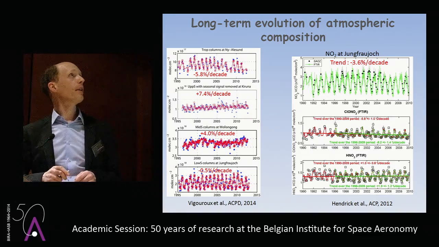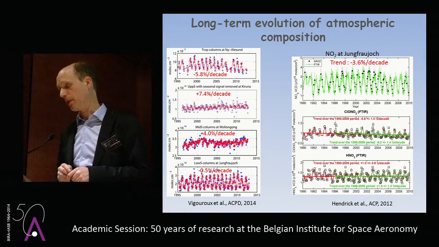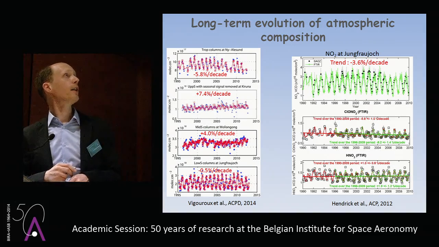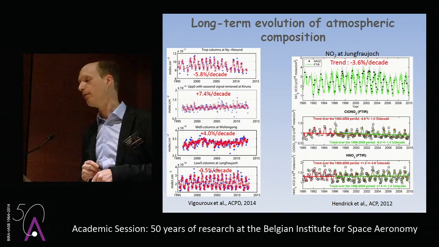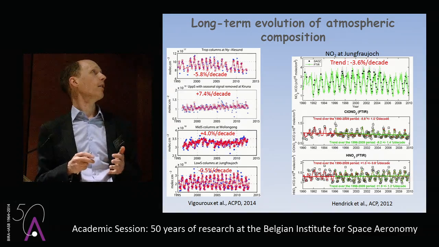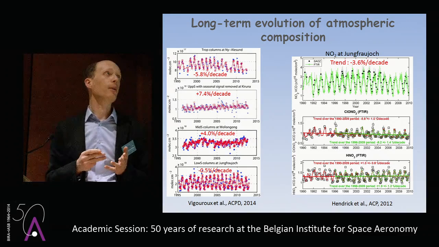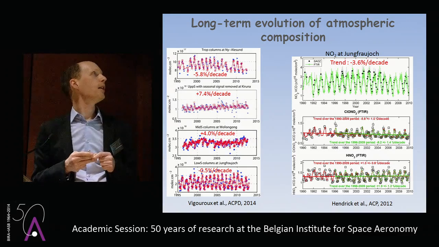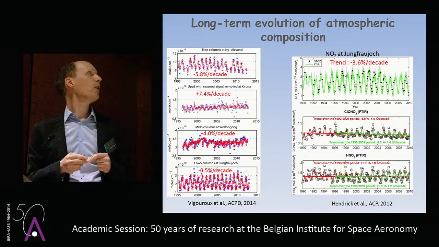But besides all this very important validation work, the FTIR data are also used for investigating the long-term evolution of atmospheric composition. So one question is, how is the ozone layer doing now that we know that the chlorine content is now decreasing thanks to the Montreal and London and Copenhagen protocols.